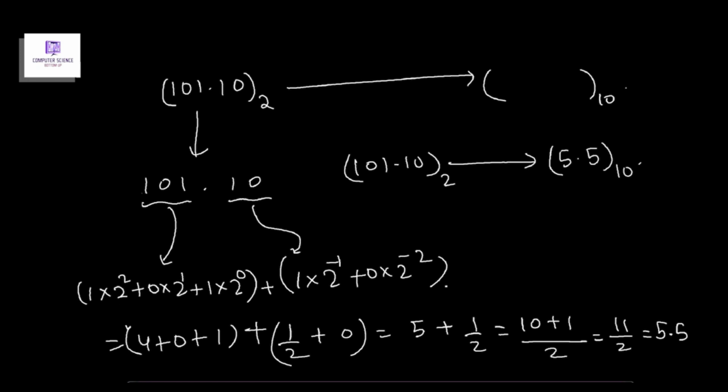5.5 in decimal. Similarly, let's take any other example. This was from binary to decimal. Let's take any other base to decimal. For example, 0.25 in base 6. What is the decimal equivalent of it?